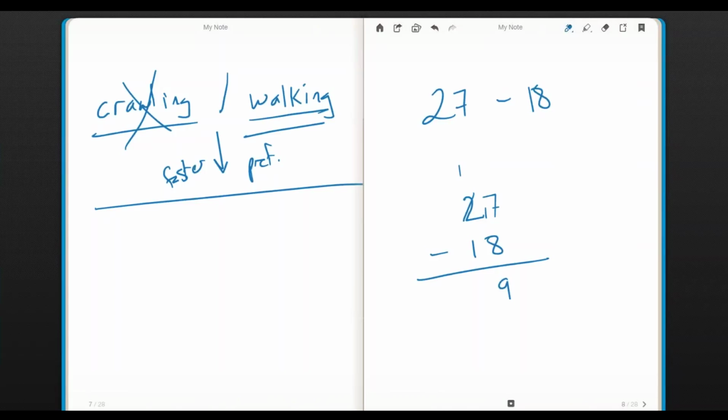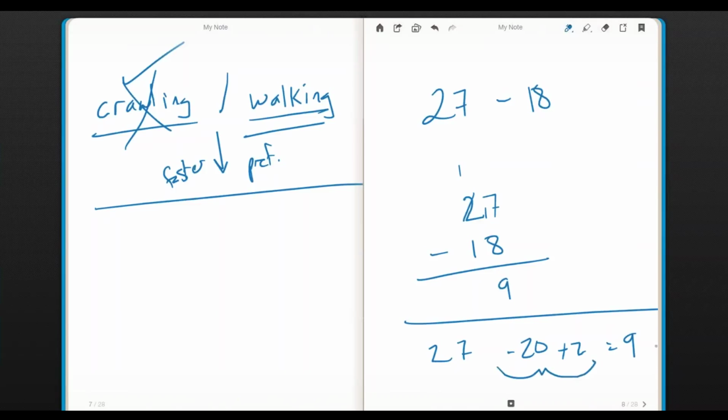In my opinion, that's the crawling way to do subtraction, and there's a walking way to do subtraction. To walk this problem through, I would take 27 and subtract 20 and put 2 back, because that's what 18 is. That would take me down to 7, add 2 is 9, and that's much faster. But doing 2 operations instead of 1 feels slower.